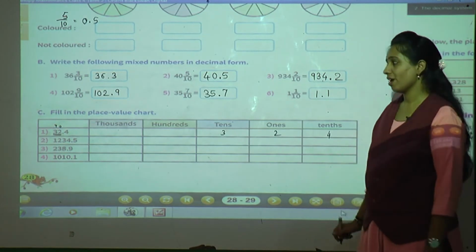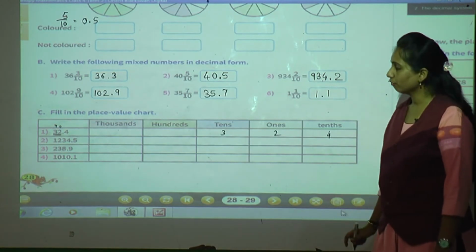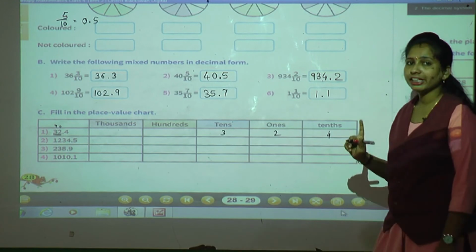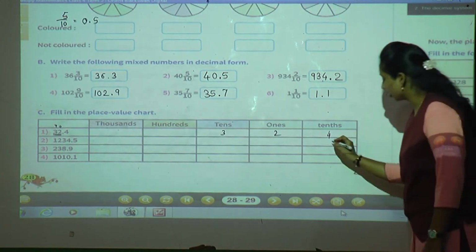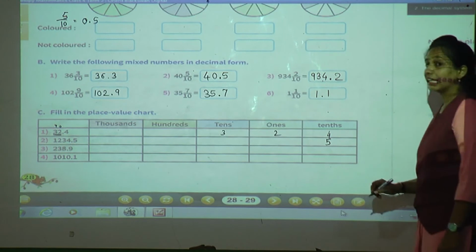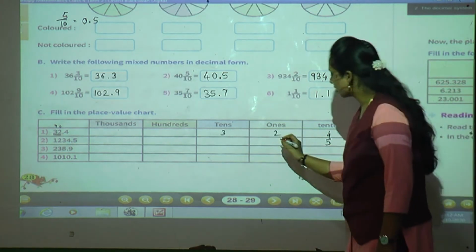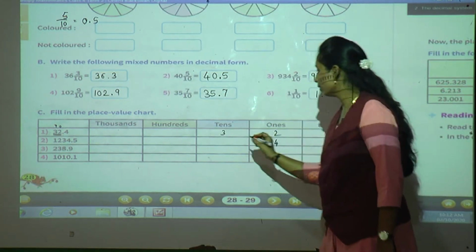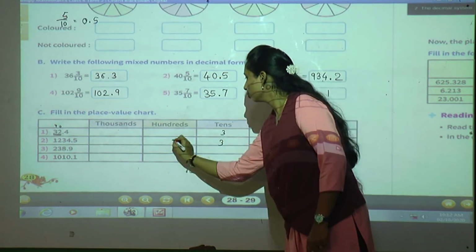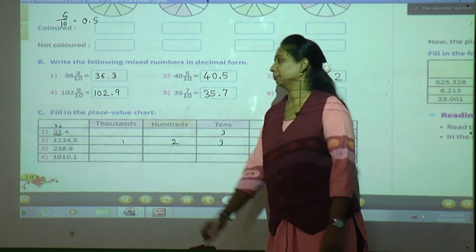Now the next number, 1234.5. 0.5 is in the tenths place, and the remaining numbers start from ones: 4, 3, 2 and 1.